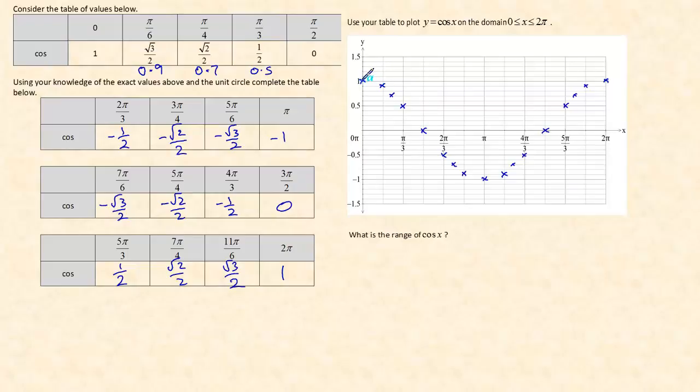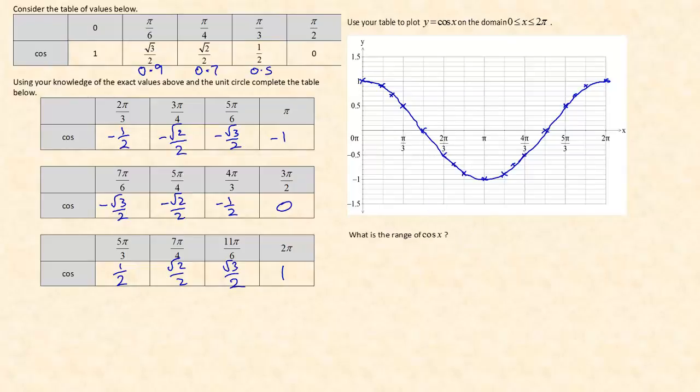So we now want to draw a curve through this. So it's going to look something like this. And that's actually one complete oscillation of cosine. So outside of this range it just repeats itself, and that's discussed in another lesson.